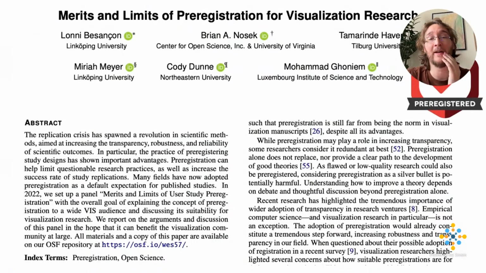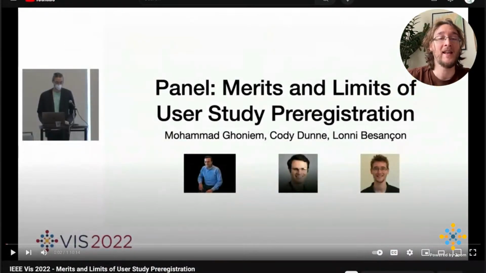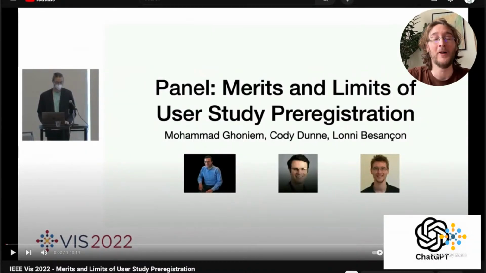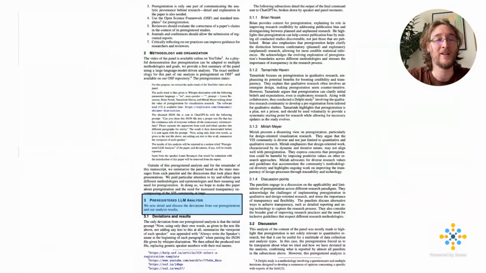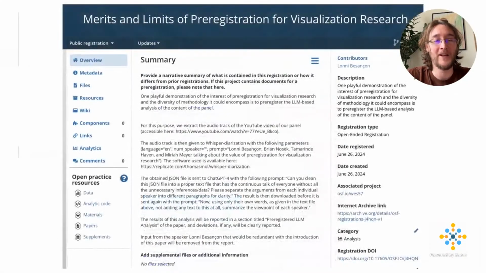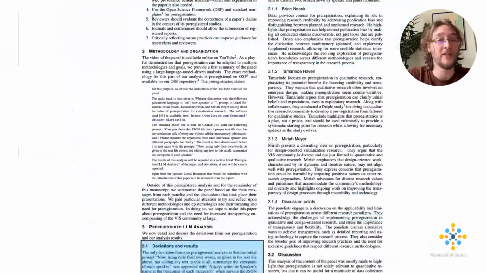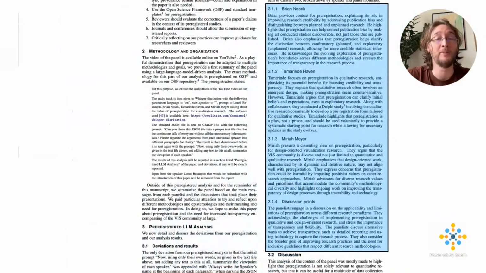There's a specific part of the paper that is an LLM-based summary of the panel that was done through ChatGPT and pre-registered. So we report on it in a paper, the pre-registration is available online, and we also report on the deviations we have and the actual summary per speaker as we wanted to do initially.